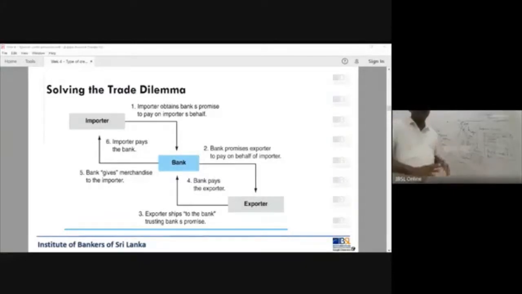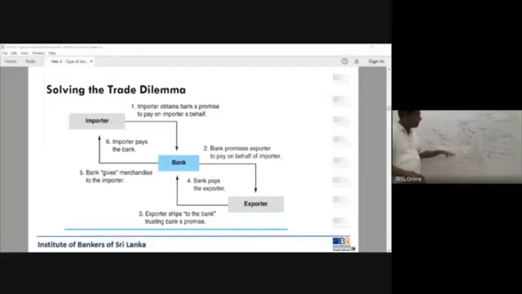Right? So the same way, the LC will go there. Documents will come. Under the documents, the payment terms say send me the payment after 30 days, 60 days. Release the goods, but send me the payment after 60 days. That is the agreement. Right?